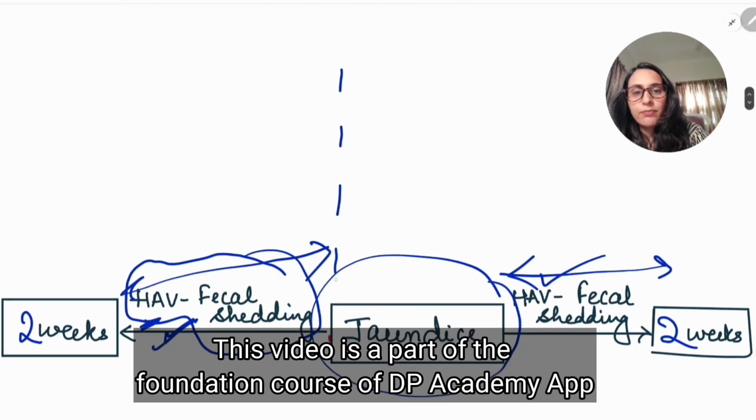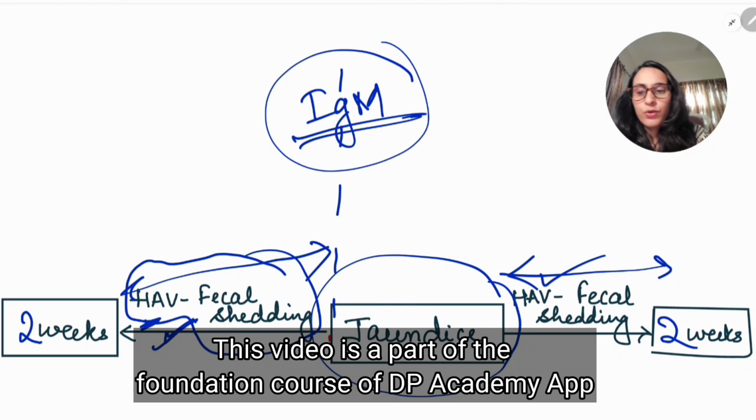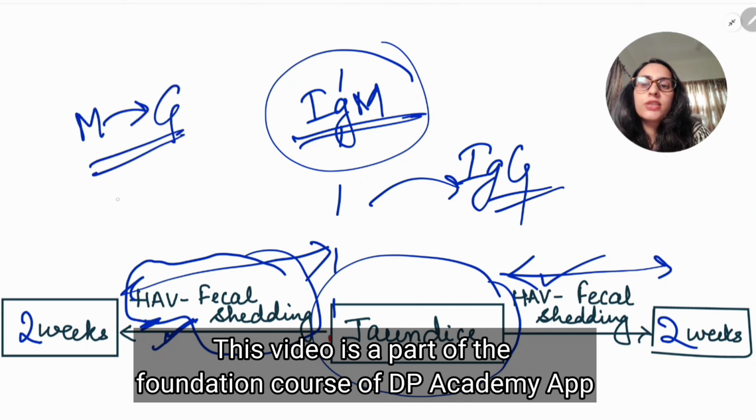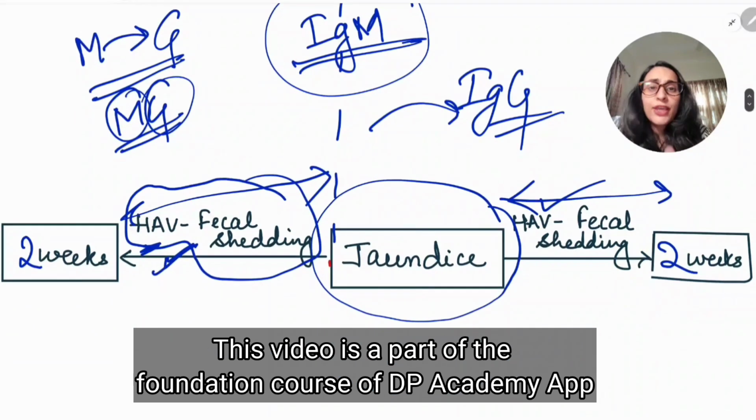And IgM, immunoglobulin M, appears with the onset of jaundice. So when the jaundice or symptoms occur, IgM appears, and 2 weeks later, you can see the IgG. So the first thing that shows is IgM, then comes IgG. And if you see in the major cities, we have MG Road, you can remember. So M comes first, G comes later on. With the onset of jaundice, IgM appears, and 2 to 4 weeks after this, we see immunoglobulin G.